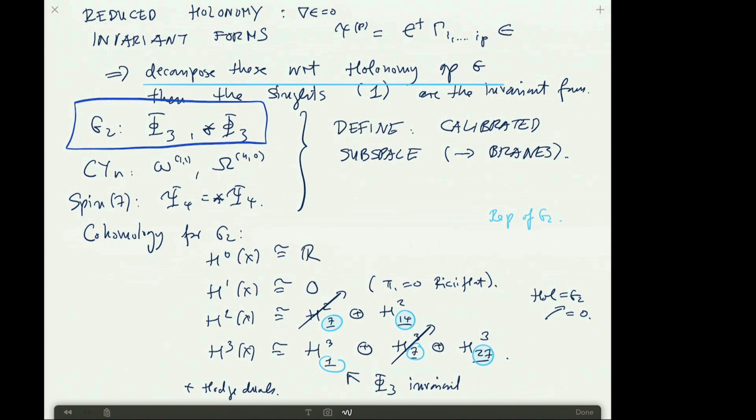And in the Hodge dual H4, there will be star phi 3. That's the 4 form. And for G2 manifolds, this 4 form is exactly Hodge dual to this one. We're not looking at the more general things. And then there are the 2 forms and 3 forms. So in fact, G2 compactifications will be characterized by these 2 numbers, B2 and B3, and for some given phi.